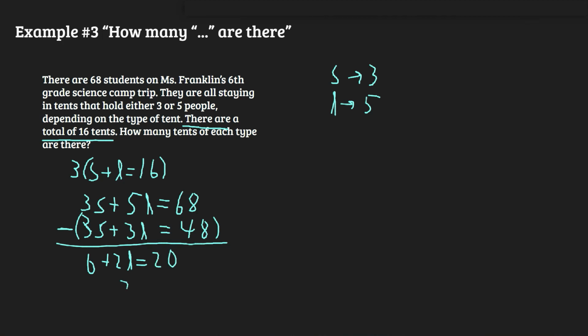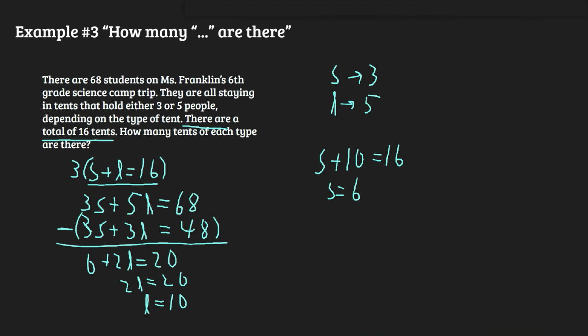So then 2L is equal to 20. Divide both sides by 2, I get L is equal to 10. So now that I have L is equal to 10, let's plug it into this equation here. This S plus L is equal to 16, and let's find how many smaller tents there are. So I know that S plus L, now L in this case is 10, is equal to 16. We subtract 10 from both sides here, we get S is equal to 6.